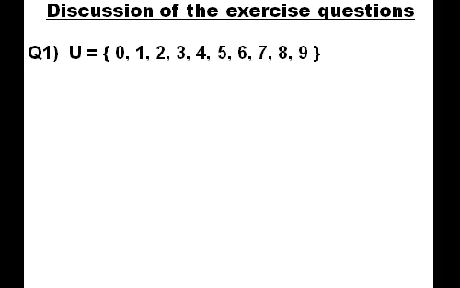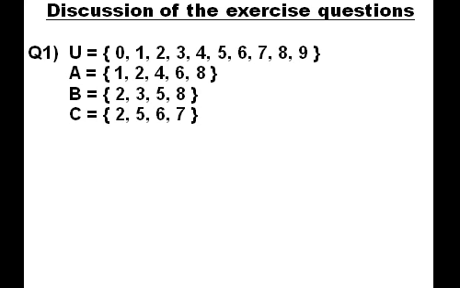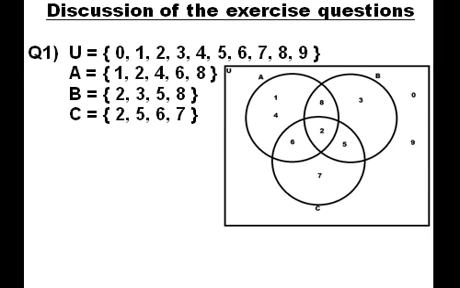Okay, question number 1. The universal set is given to us ranging from 0 to 9. Set A is equal to {1, 2, 4, 6, 8}. B is equal to {2, 3, 5, 8} and C is equal to {2, 5, 6, 7}. So in this question we have the universal set and we have three more sets. So let's see what it is. First of all, we are going to draw a Venn diagram for it.